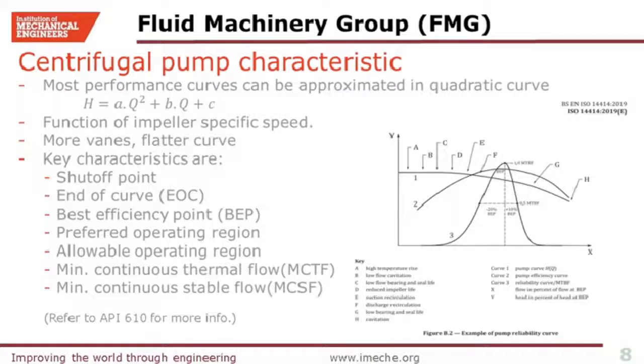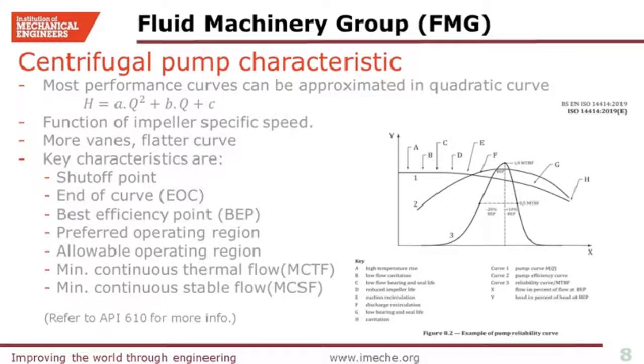Typically, the area on the curve between 70 and 120% of BEP is known as the preferred operating region for the pump. There is a wider operating region for the pump. We call it allowable operating region, which is set by the manufacturer. Some factors defining allowable operating region are temperature rise, bearing life, vibration, noise, NPSH margin.